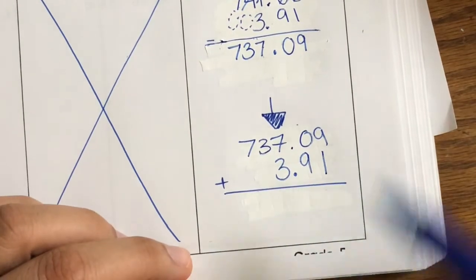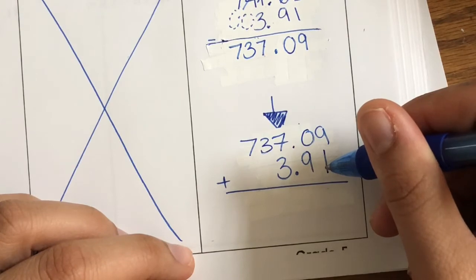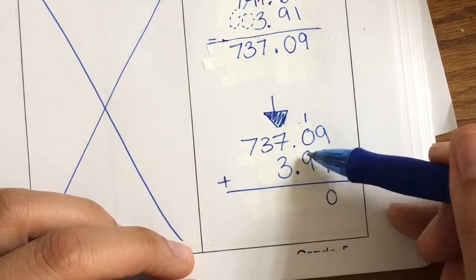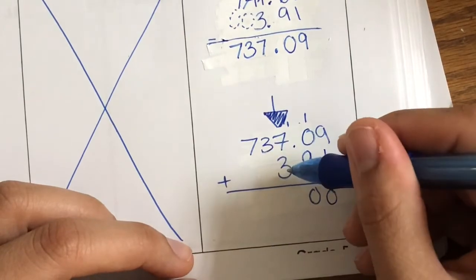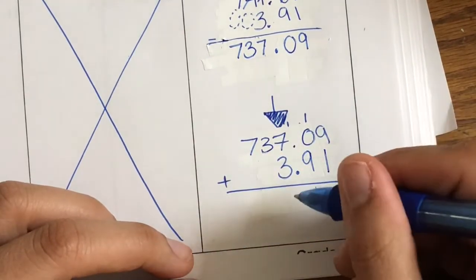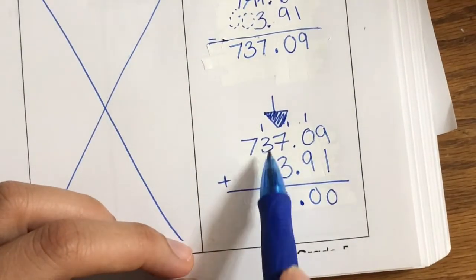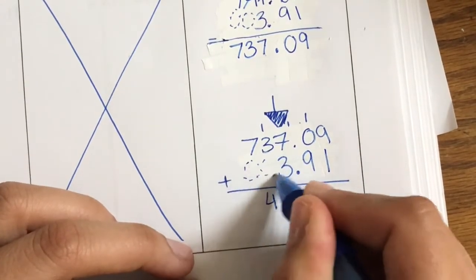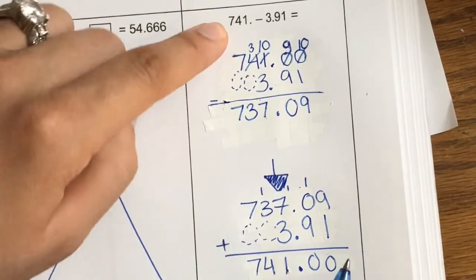So 9 plus 1 is 10. Leave the 0, carry the 1. Again, 0 plus 9 is 9. 9 plus 1 is 10. Leave the 0, carry the 1. 7 plus 3 is 10. 10 plus that tiny 1 is 11. Leave the 1, carry the 1. Don't forget to drop that decimal. Now we have 3 plus 1 is 4. 7 plus those imaginary zeros, 7 plus 0 is 7. And you'll see that our answer is in fact correct. It does match the first number, which is 741.